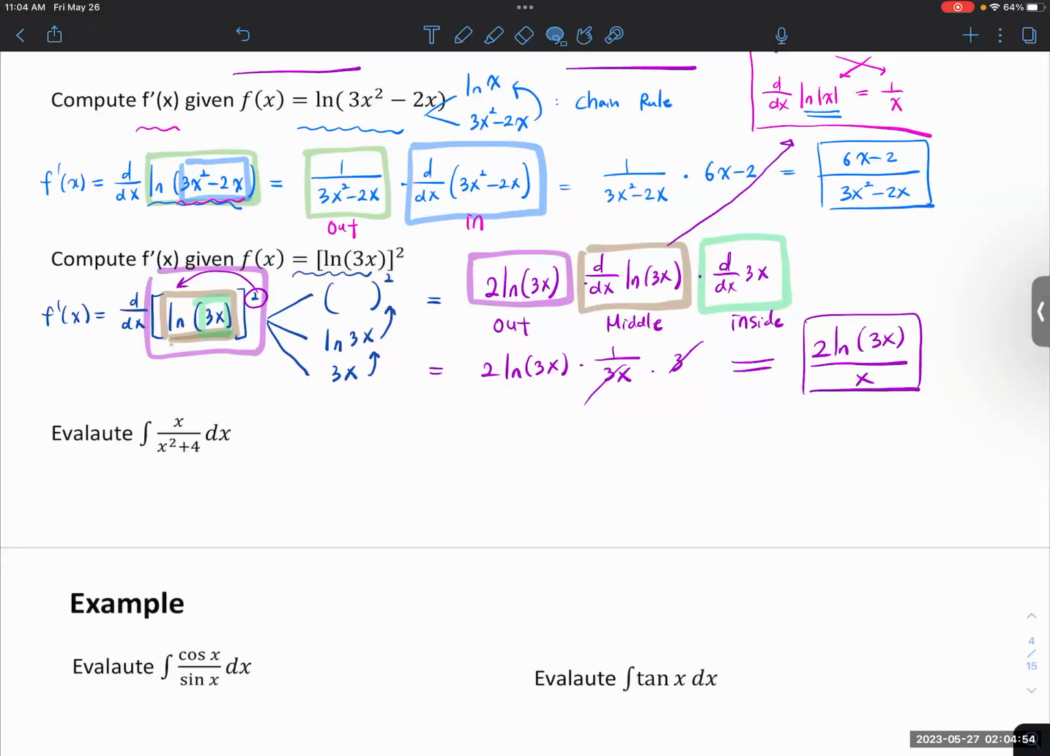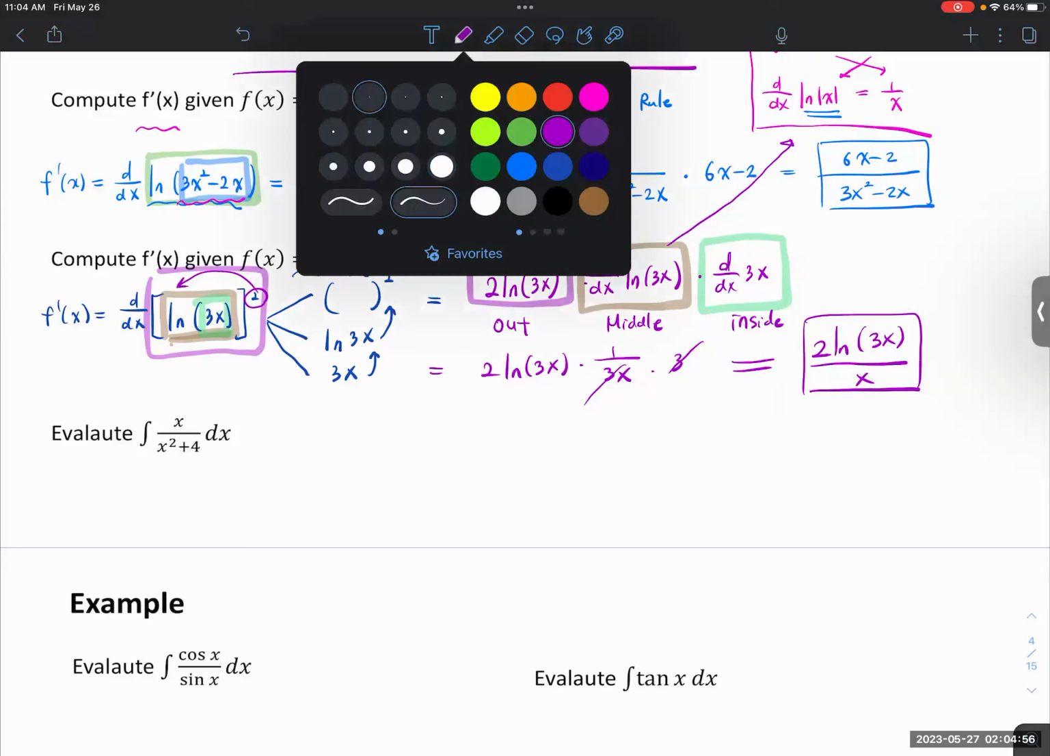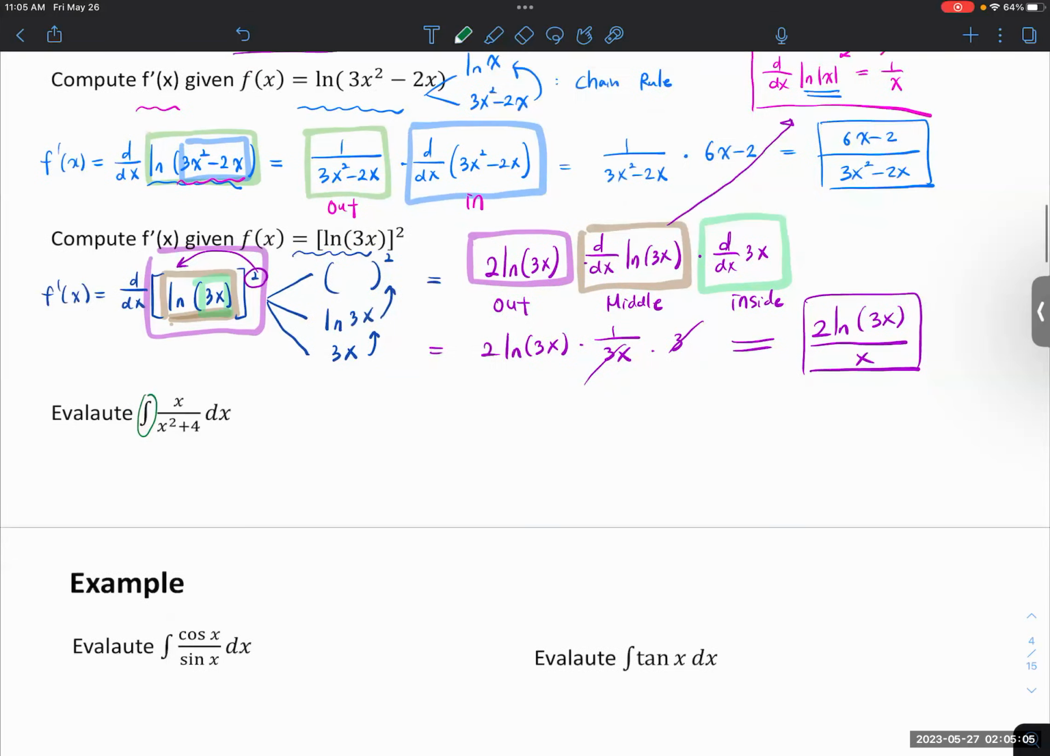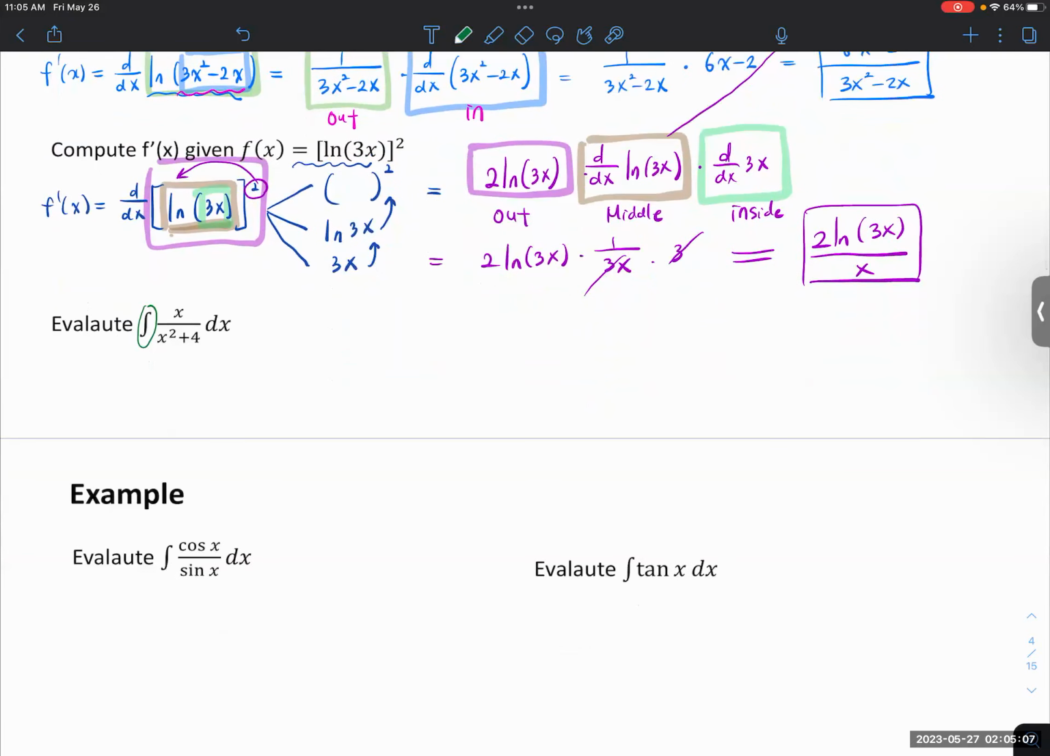Here we go. Now this is an integral question. You see that? We have the integral symbol, and we have x over x² plus 4 dx. So you can think about u substitution. Look at the denominator. So u equals x² plus 4. If you take du over dx, it will be 2x. So du will be 2x times dx.